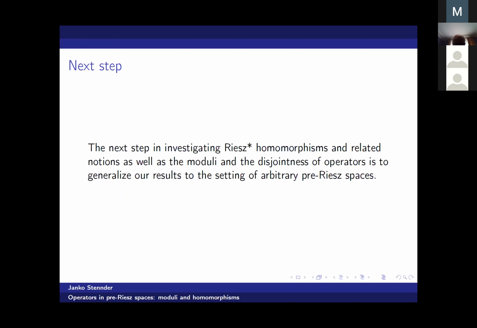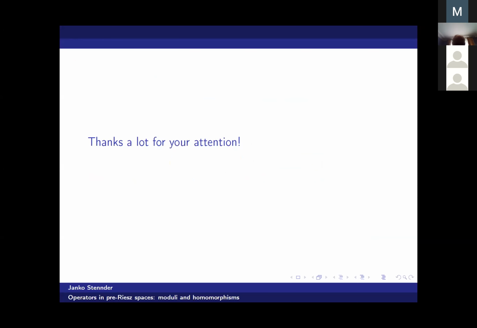One next step would be to investigate what we just did, mainly for order unit spaces and order dense subspaces of continuous functions, and generalize the results to the setting of arbitrary pre-Riesz spaces. So there are still a lot of open problems. Otherwise, I thank you very much for your attention, and I'll be happy to answer any questions.